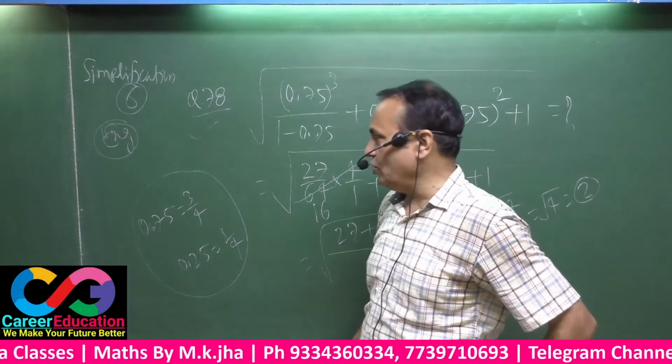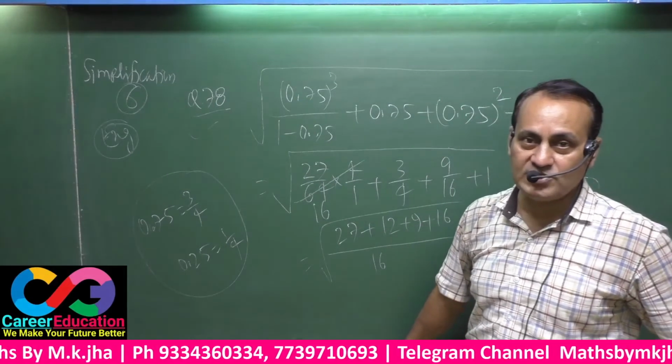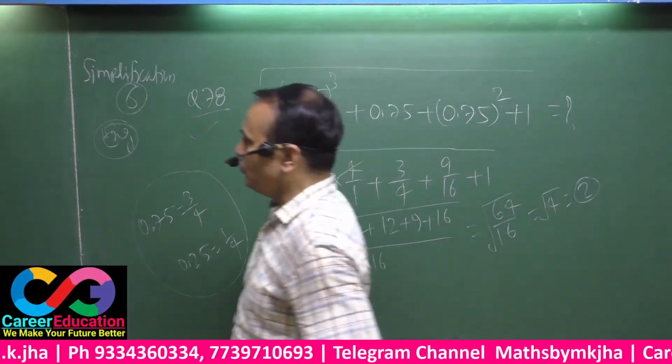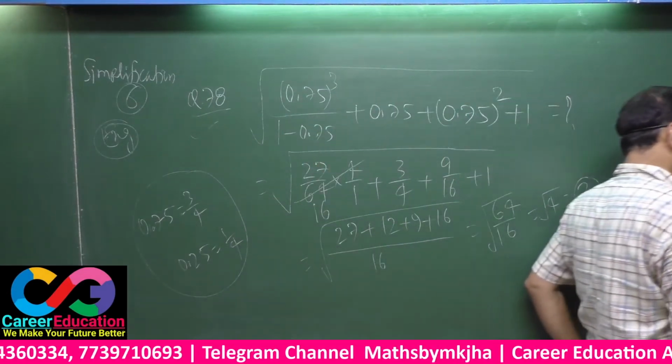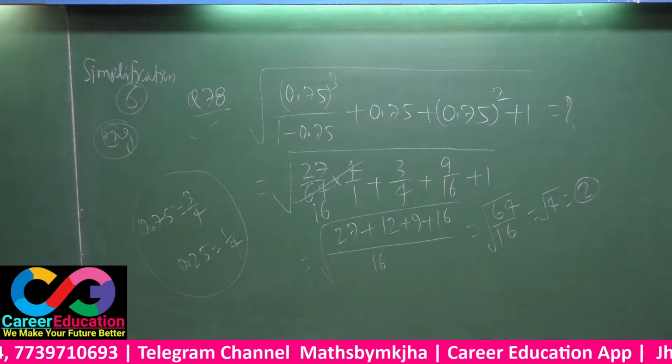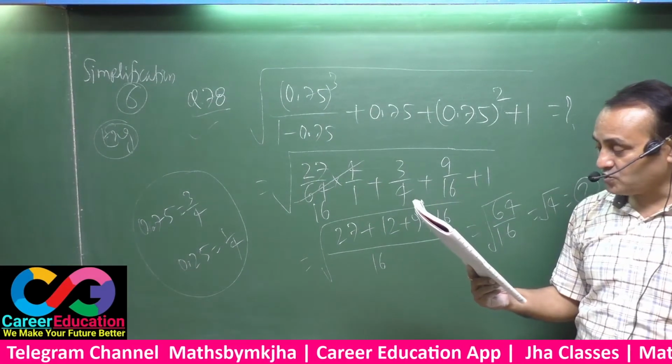That's why I have told you no need to have the value of 0.75 whole cube, no need to have the value of 0.75 whole square, no need to have the value of 0.25. After multiplication you will get the right answer, but that will kill your time. Certainly you have to accept this way as I have solved this question.